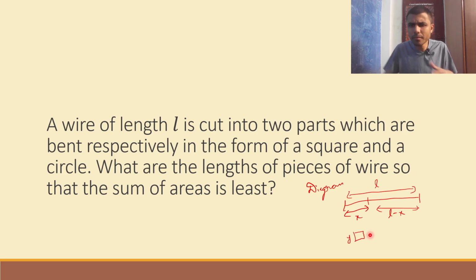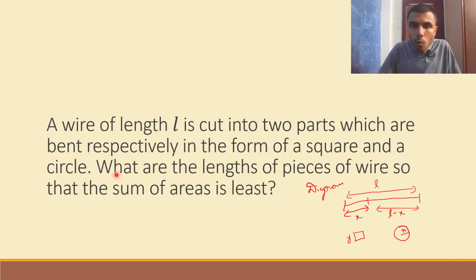Now next, the remaining part is made into a circle. That means the wire of length L minus x is made into a circle. Let the radius of the circle be r. Again the same logic: using this much, which is my L minus x, I'm making a circle. So L minus x is nothing but the circumference of the circle. What is the circumference of the circle? 2 pi r. So 2 pi r is L minus x. I hope you got what I meant.